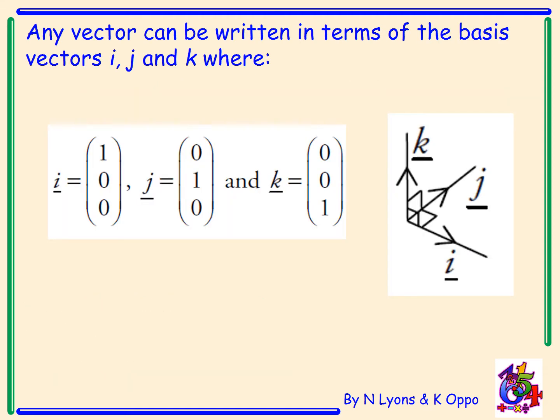So any vector can be written in terms of the basis vectors. They're called i, j, and k. Now i is the unit vector in the x direction with components 1, 0, 0. j is the unit vector in the y direction with components 0, 1, 0. And the vector k is the unit vector in the z direction with components 0, 0, 1.